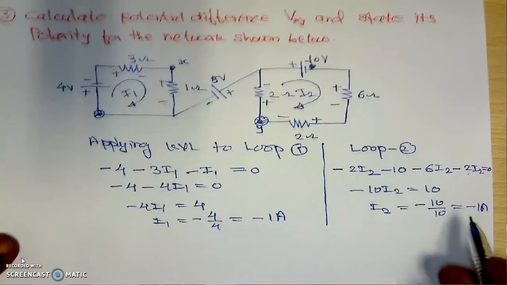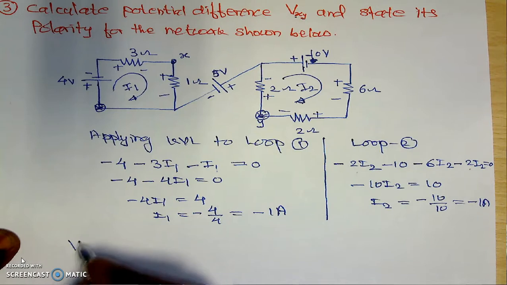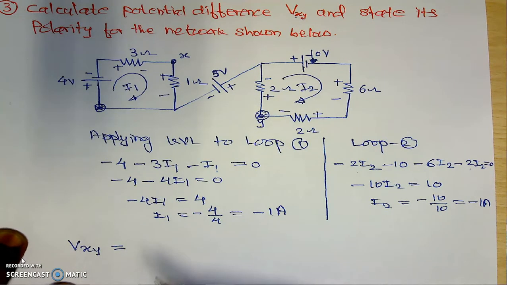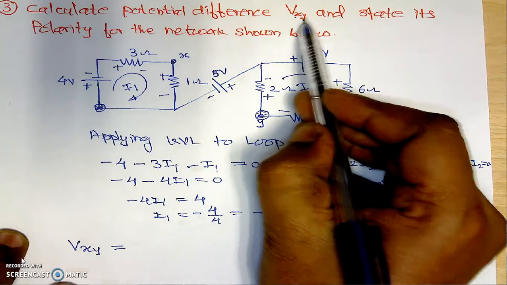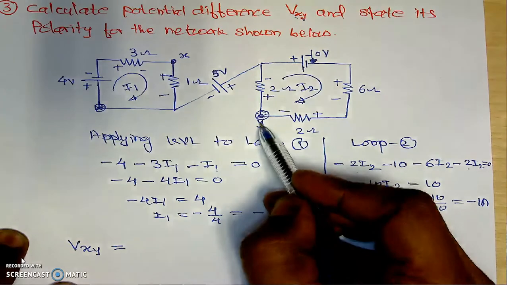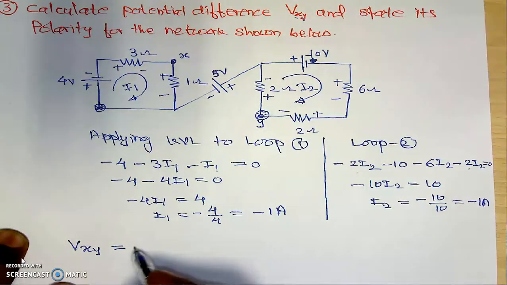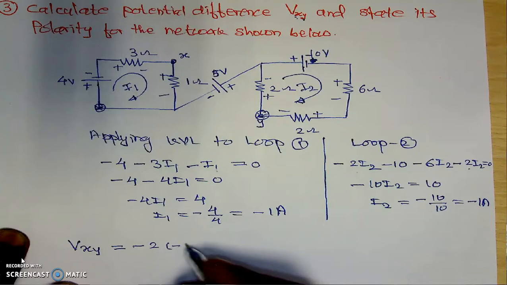Now here we know the current in all branches, all paths. Now we'll try to find out the potential Vxy. Now this Vxy is equal to, we are traveling from the y point towards the x, because y is the lower potential point and x is the higher potential point. We are traveling from y towards x, in this direction, positive to negative, which is minus, resistance is 2, its current is I2, and I2 is minus 1 ampere.